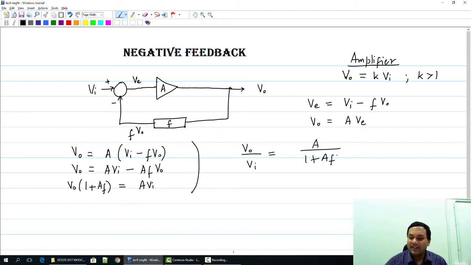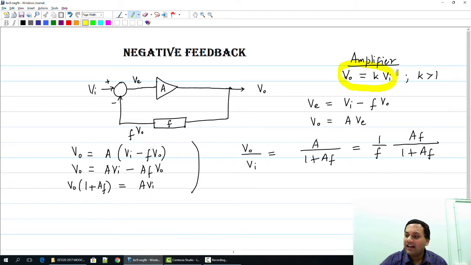Now this is the common way of writing this, but now I will write it in a slightly different manner. I am going to write it as 1 over F times AF by 1 plus AF. The reason I am going to write it in this form is twofold. Number one, we know that in reality VO should be some replica of VI. Now when does that happen? That happens when you have AF being as large as possible.